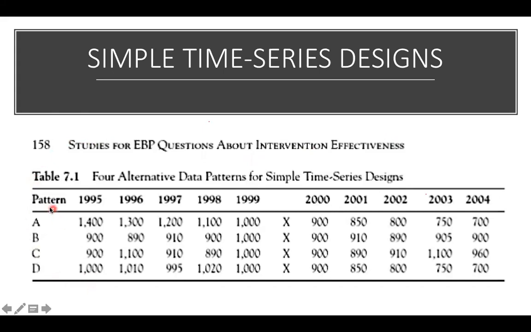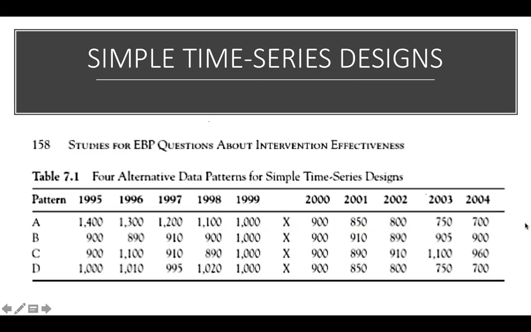Now look at this table. We have patterns A, B, C, D, and we have different points in time from 95 all the way to 2004, and we have the intervention applied between 99 and 2000, right here. Now, come look at A with me. In A, we see what's going on here. Of course, 1400 drops to 1300, drops to 1200, drops to 1100, drops to 1000. Intervention is applied, it keeps dropping: 900, 850, 800, like that, keeps dropping down.